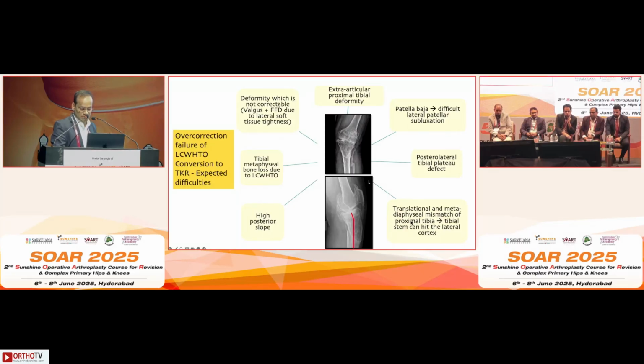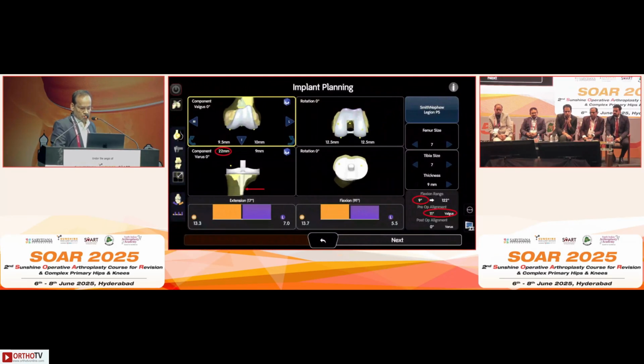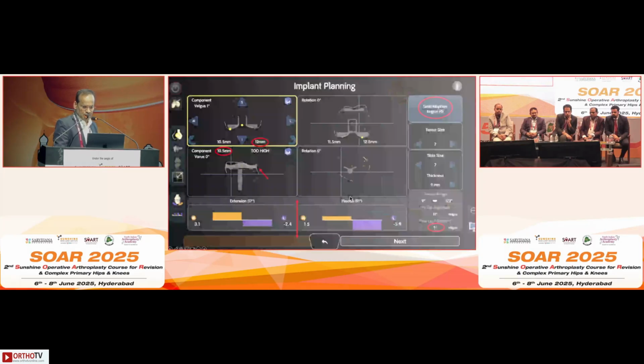That is, the tibial stem can hit on the lateral cortex. So again, we went with the robotics. You can see how the stem goes in, and there are almost 10 degrees of flexion deformity. So this is basically the plan.